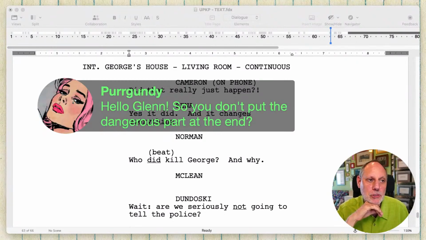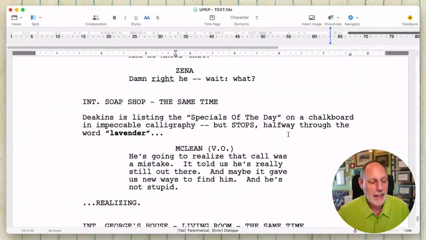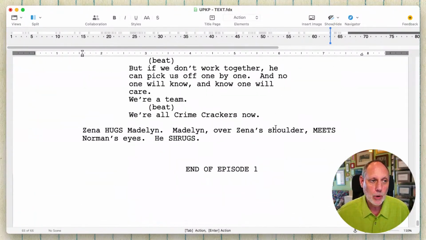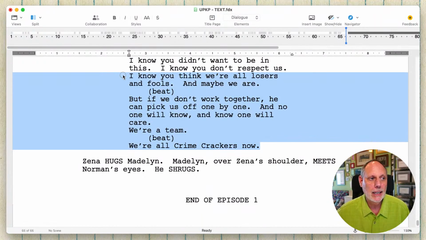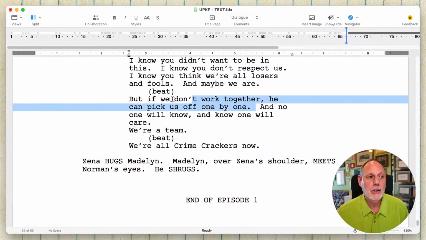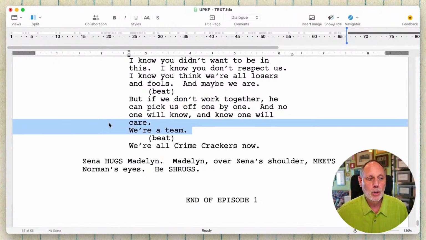So you don't put the dangerous part at the end? No, I do put the dangerous part at the end. That's exactly correct. That is the whole point. The dangerous part, the part that is the biggest threat to everyone, is the murderer is coming after us, and we're all crime crackers now. It's at the end of a speech saying, I know you didn't want to be in this, but if we don't work together, he can pick us off one by one, and no one will know. No one will care. We're a team. We're all crime crackers now.